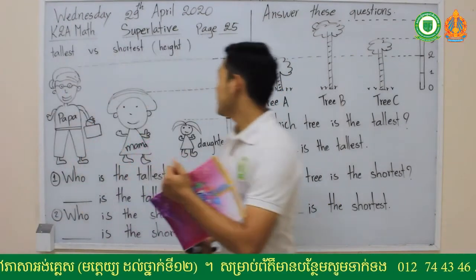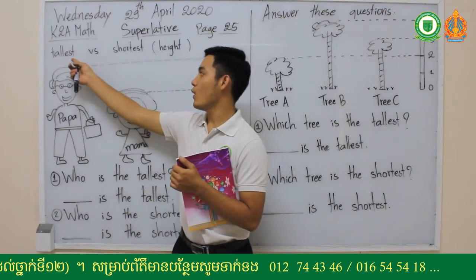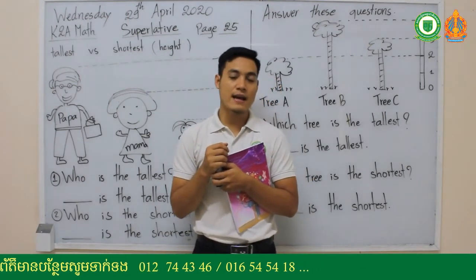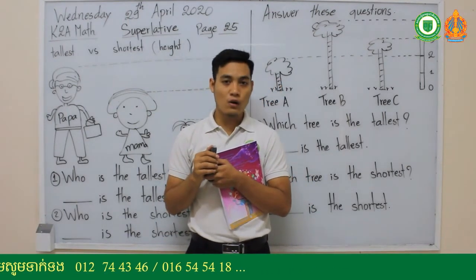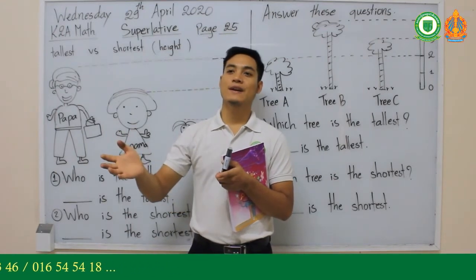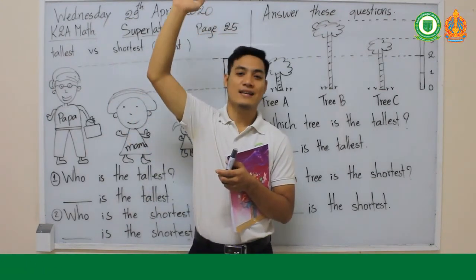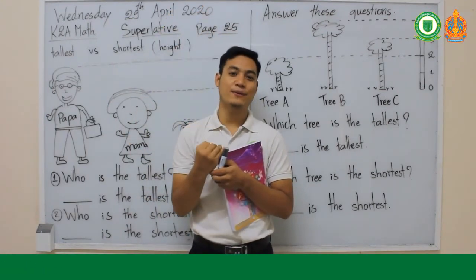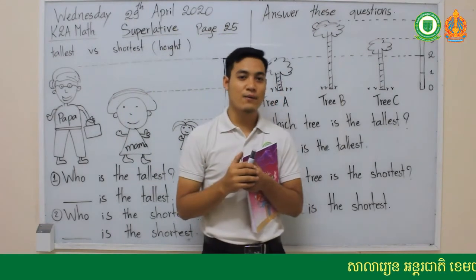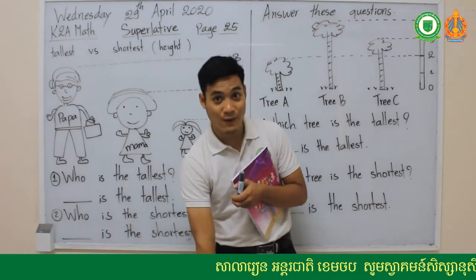Okay, so here is a superlative that we're going to learn about: the words tallest and shortest. Okay, when you know the word tall, you also know the word tallest. So tallest refers to the one who is the highest when you compare three people. And shortest, when you want to compare the height, is the one that is the shortest one.